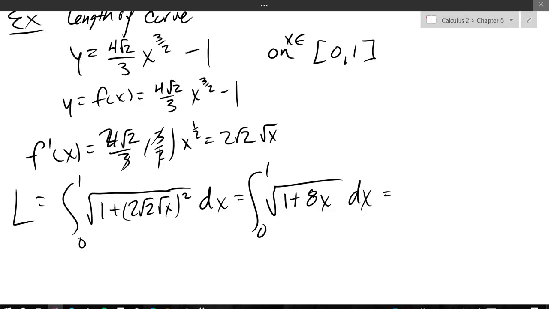Set of questions. So 2 squared is 4, square root 2 squared is 2. I'll put them together to get 8. And square root x squared is x.